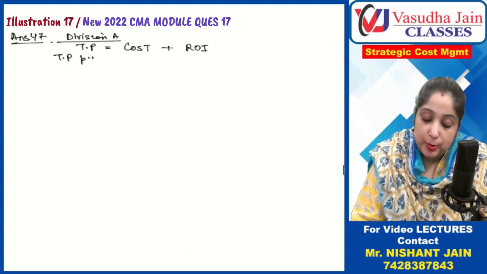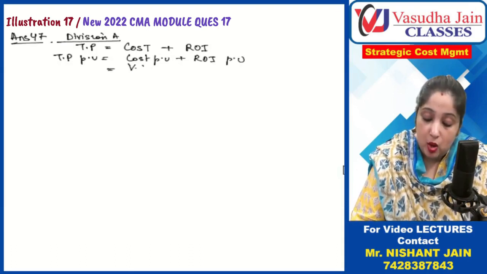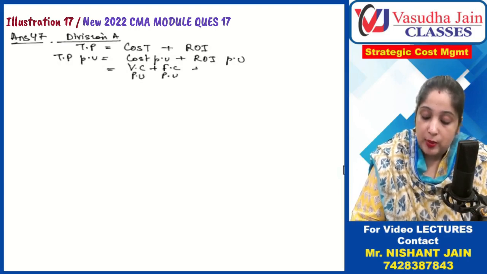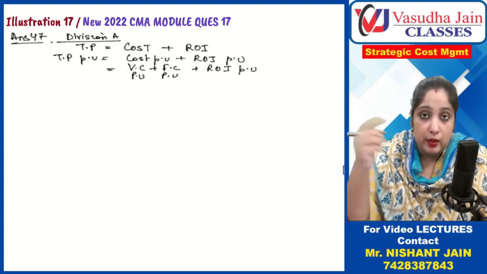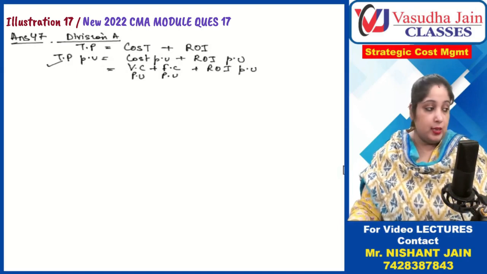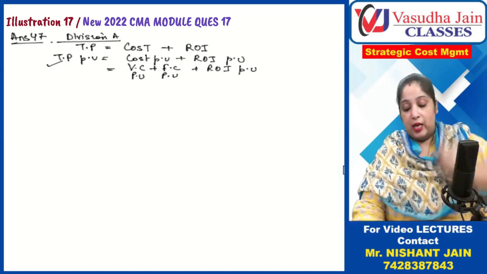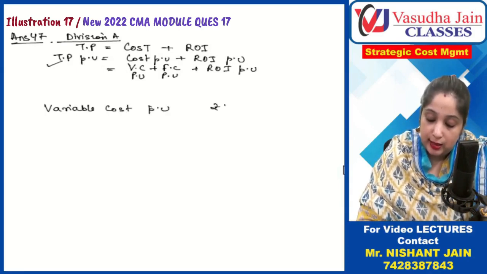So transfer price per unit, if I want to find out, I have to find out cost per unit plus ROI per unit. Now cost in the question is given as variable cost plus fixed cost. So I need to find out both per unit, plus I need to find out the return on investment which we have to charge from the other division as transfer price. Now in the question, if you write down the workings, what is the variable cost given to us? Variable cost given to us in the question per unit is rupees 10.